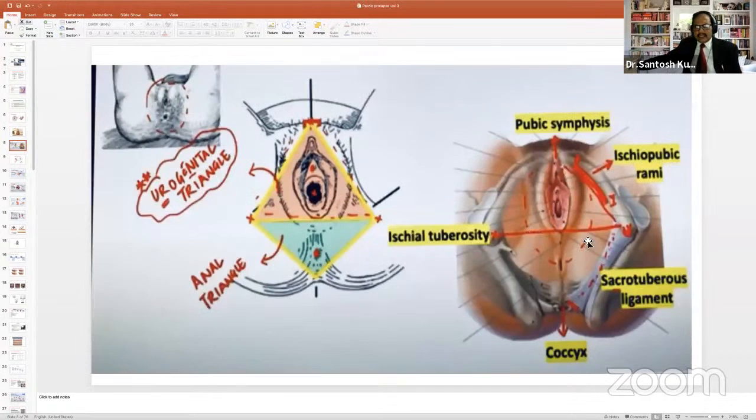In another picture, you can see the bony landmarks, the organs and various ligaments. This ligament is the sacrotuberous ligament, from sacrum to ischial tuberosity, and another ligament connecting the ischial tuberosity to the pubic symphysis is Cooper's ligament. All these ligaments are very important points when you are fixing the paravaginal tissue and uterus to this pelvic wall.